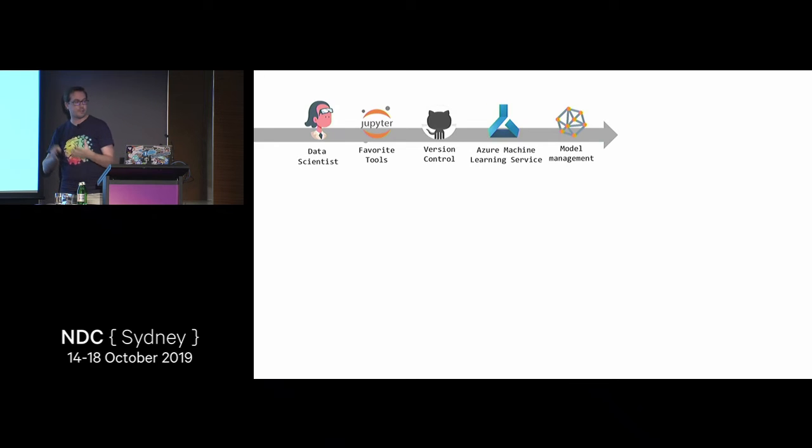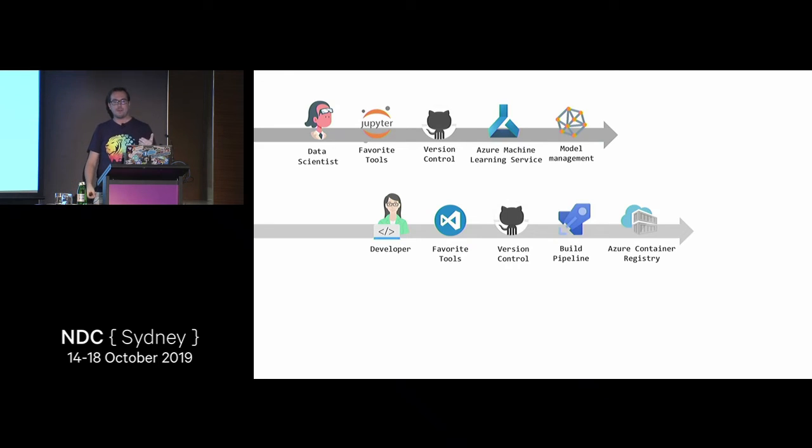So the data scientist will, of course, want to use their own favorite tools, probably Jupyter notebooks. We will force them to use something as version control. And we train the model in Azure Machine Learning Service, with the deliverable being the model, and the model is being registered in the model management service. A developer can pick up the model from model management and build software like it always builds software.